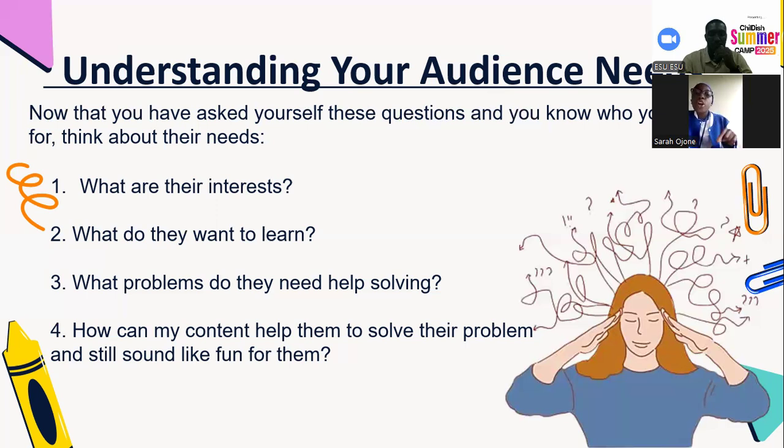Now, the third question is what problem do they need help solving? So we have identified a problem already. They have a problem with knowing how to make a sale, or how to make A in their grades, or how to pass an exam. That's my problem. So what do I need to solve, and what do I need help in solving? I need help in solving my problem of knowing how to successfully pass an examination.